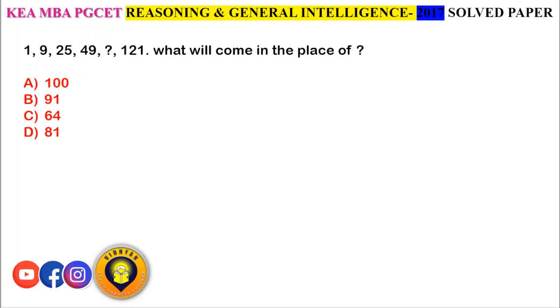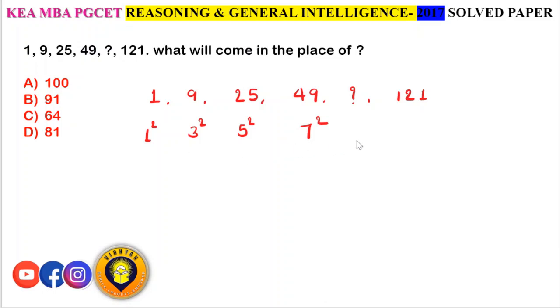The first question: 1, 9, 25, 49, question mark, 121. You are all familiar with these numbers. 1, 9, 25 are perfect squares, and you know their values also. 1 is 1 square, 9 is 3 square, 25 is 5 square, 49 is 7 square. So this is following squares of odd numbers.